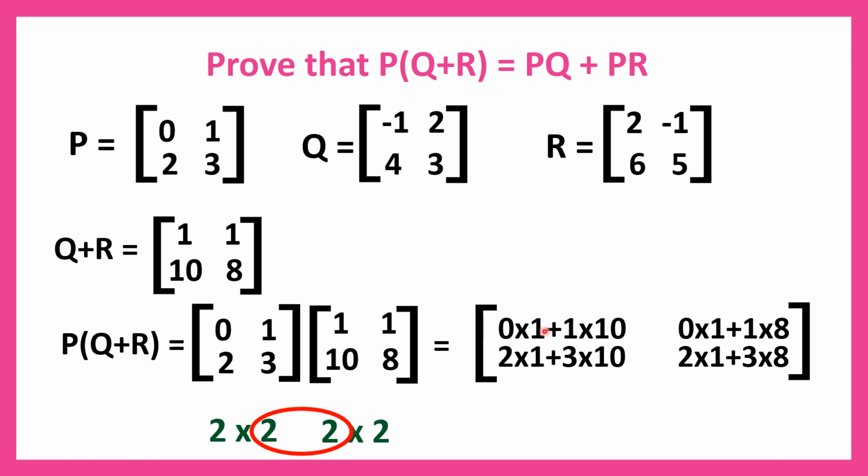Now we have to do these multiplications and additions. That is 0 into 1 plus 1 into 10 is 10. 0 into 1 plus 1 into 8 is 8. 2 into 1 plus 3 into 10 is 32. 2 into 1 plus 3 into 8 is 26. So, this is the P into (Q plus R) matrix. That is the resultant matrix after multiplying P with Q plus R.